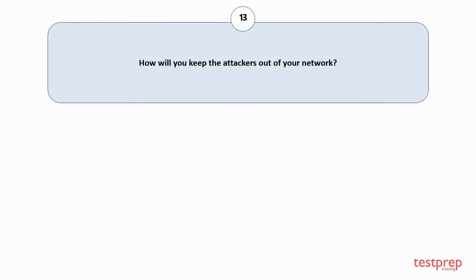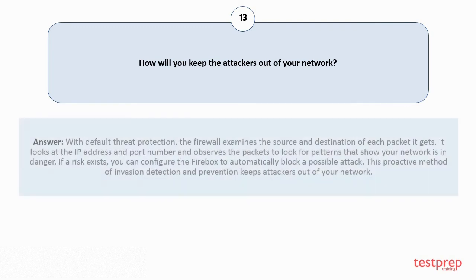Question number 13, how will you keep the attackers out of your network? Your answer is: with default threat protection, the firewall examines the source and destination of each packet it gets. It looks at the IP address and port number and observes the packets to look for patterns that show your network is in danger. If a risk exists, you can configure the firebox to automatically block a possible attack. This proactive method of intrusion detection and prevention keeps attackers out of your network.